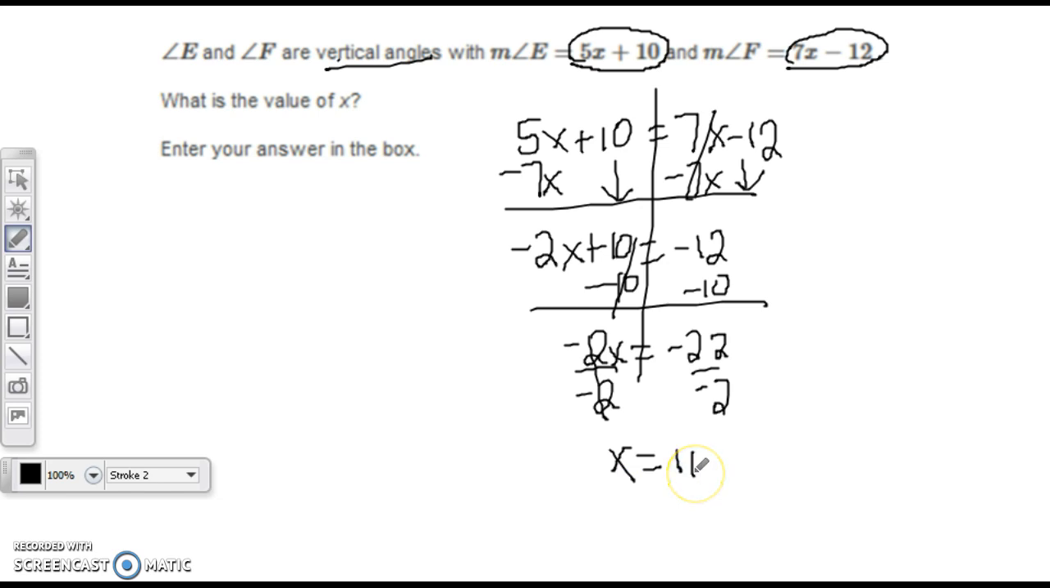And x equals 11. This time the question actually says what is the value of x, so we don't have to substitute it back in. We are done. That's the answer to our question.